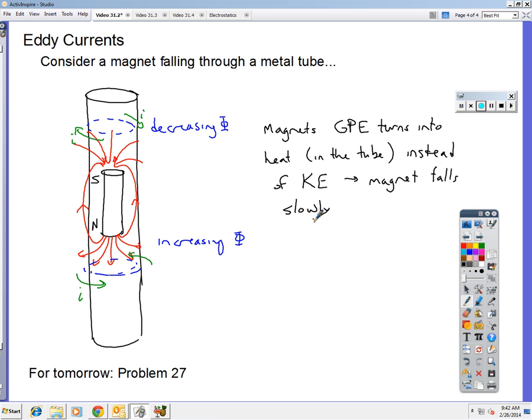Tomorrow I'm going to check problem 27, which deals with energy in induction. And our next topic is to see how this relates to electric circuits.